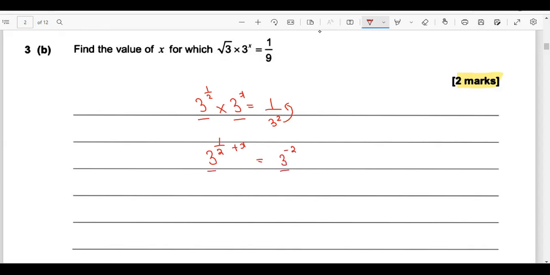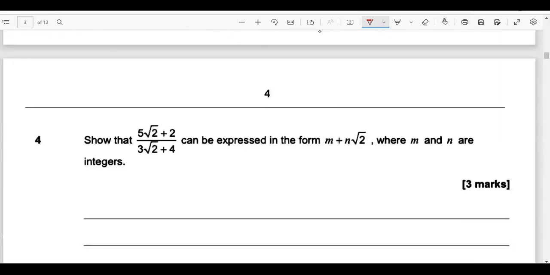Bases are same. Powers can be equated. 1 by 2 plus x equals minus 2. I'll take this half to the other side, and it is going to give me x equals minus 2 minus half. That would be minus 5 by 2 or minus 2.5, whatever you want to write. Any confusion so far? No. All right. Perfect.